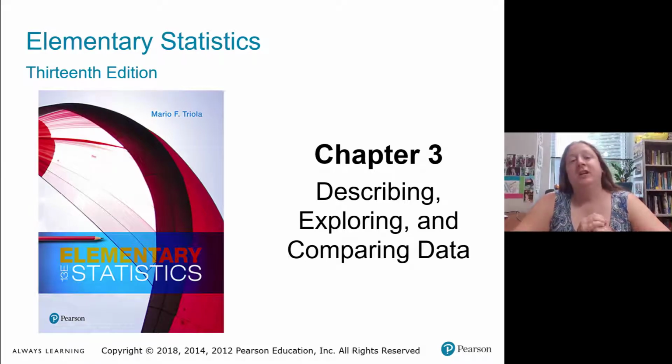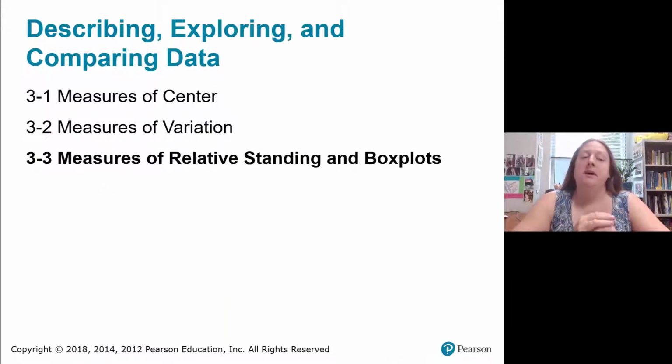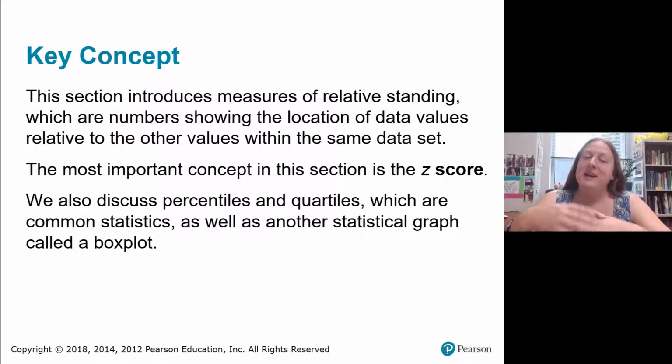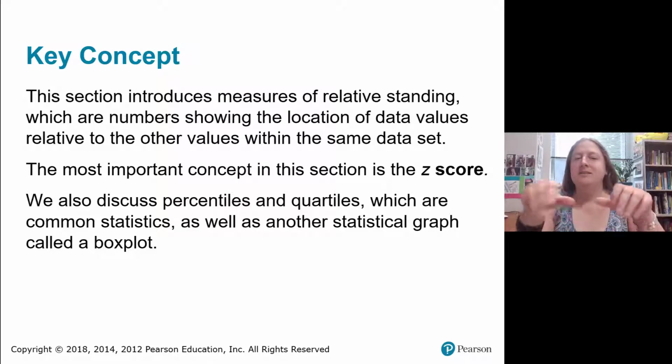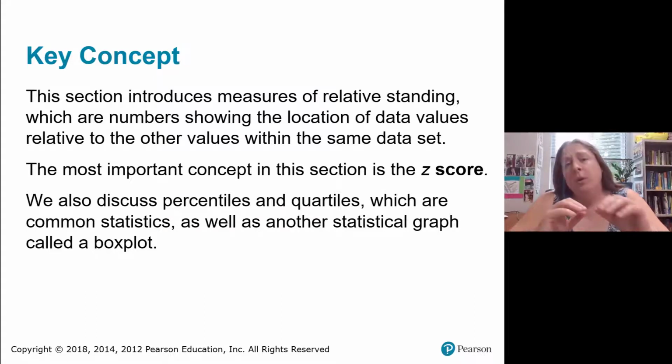Today we're going to finish out our discussion about describing, exploring, and comparing data by talking about measures of relative standing and box plots. So the big idea here is we want to be able to look at measures of relative standing. These are numbers that show the location of data values relative to other data values from the same data set. So the most important concept that we'll talk about is the z-score, but we'll also talk about percentiles, quartiles, and we'll look at a way that we can graphically see those with a box plot.